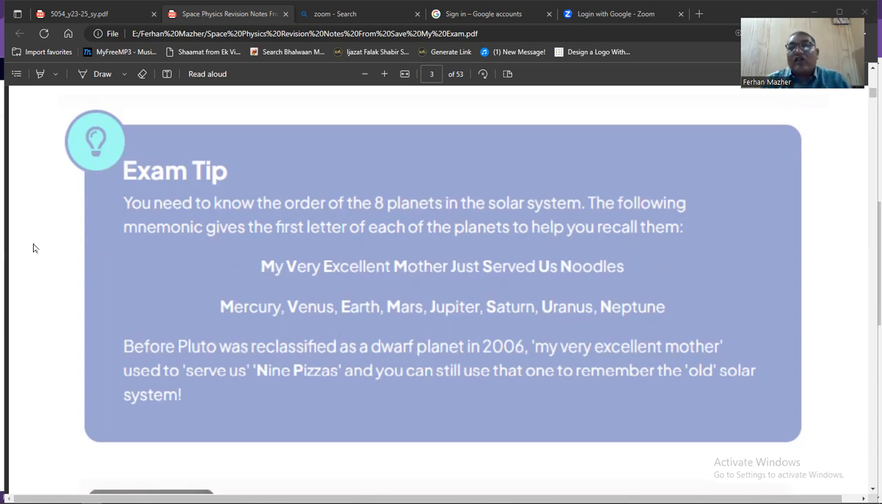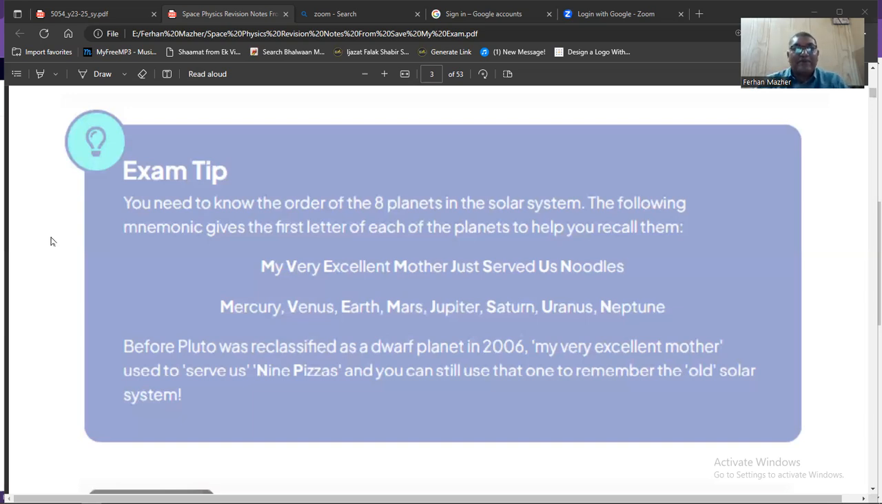This mnemonic can also be, sometimes we call it, my very educated mother just served us nachos. So you can remember this sentence, my very excellent mother just served us noodles, or my very educated mother just served us nachos. By this mnemonic, you can remember the order and the exact names of the planets around the sun. Before Pluto was classified as a dwarf planet in 2006, my very excellent mother used to serve us 9 pizzas, and you can still use that one to remember the old solar system.